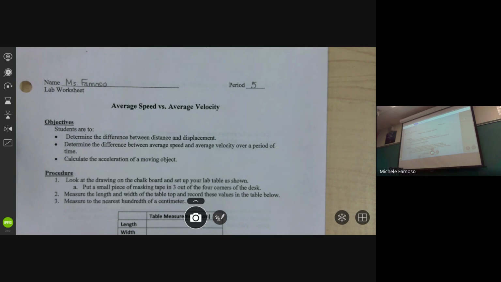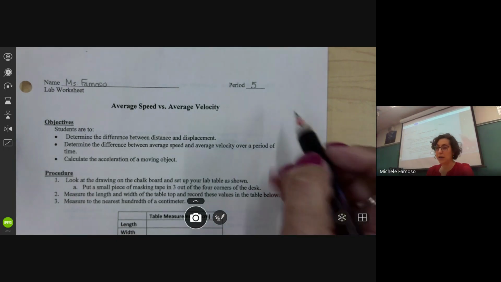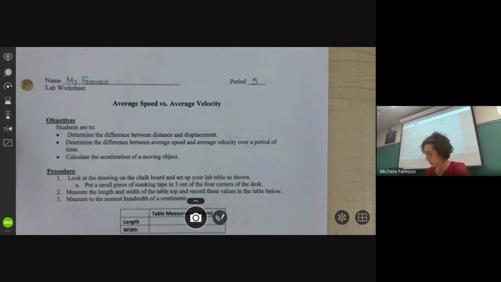If you put things out on the desk, you're going to have a problem collecting data. You're going to have things in your way. Now let me explain to you what we're going to do. And I'm going to make a little sketch up here. You may want to do that as well.